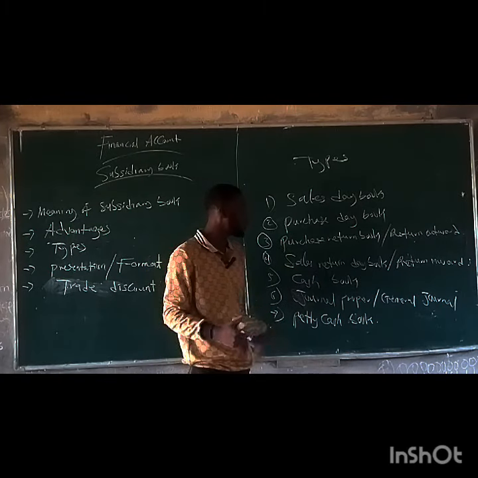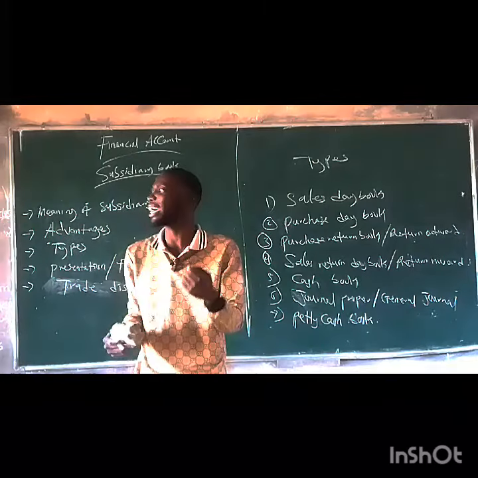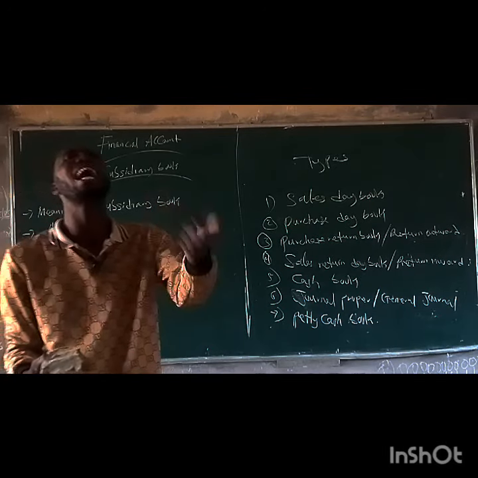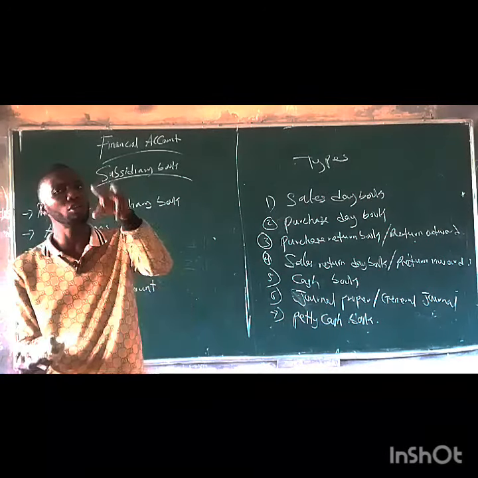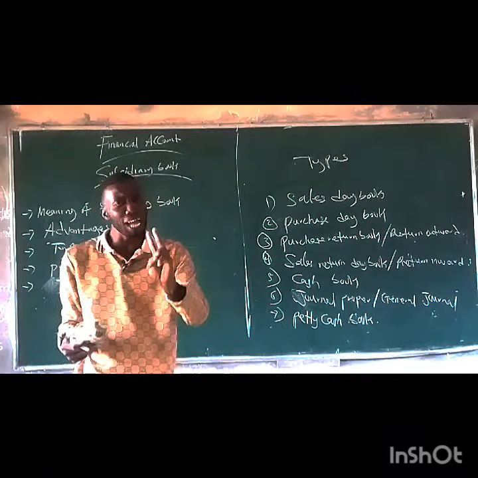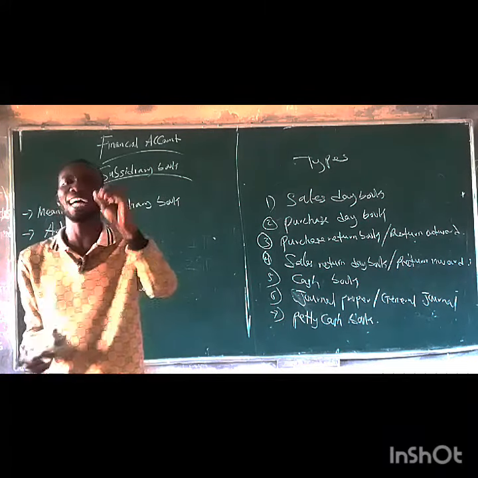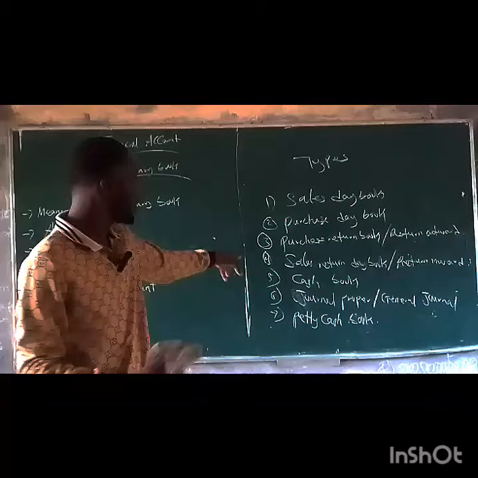Now we go straight to the next one, which is the cash book. What do you understand by cash book? A cash book is a book that is used to record every cash transaction. If you can remember, the other time we explained that we have two types of transactions: credit transaction and cash transaction. Now, the cash transaction, that is under cash book.